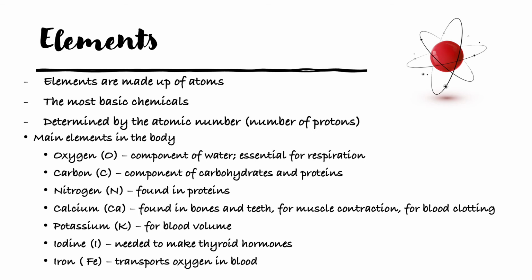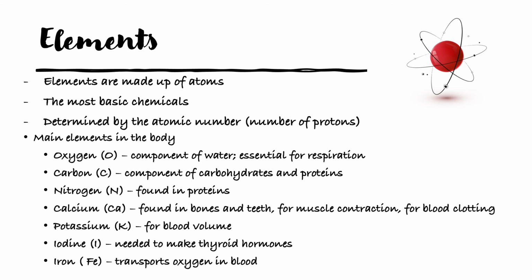Elements are made of atoms. The atoms I just talked about, and elements are the most basic chemicals we have in the human body. They are determined by the atomic number, which is the number of protons. So I'm just going to quickly talk about the main elements in the human body.